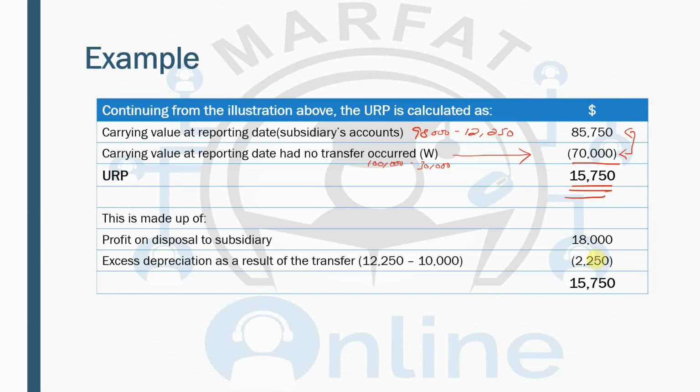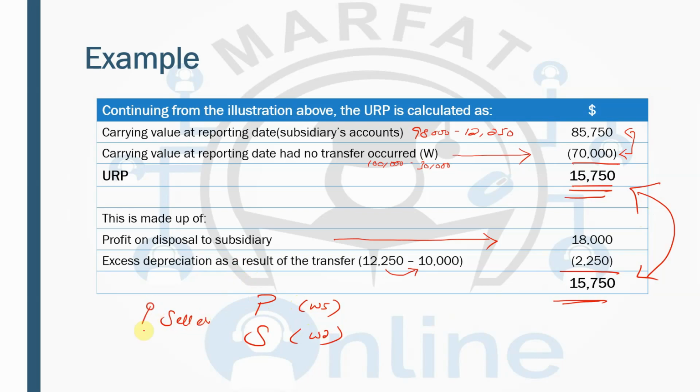And you can also calculate this way by taking profit on disposal, which was 18,000, minus the excess depreciation, which is 2,250. This is the same. So this is how you calculate the unrealized profit on the sale of the non-current asset. So if the parent is the seller, it should be deducted from working number 5, and if the subsidiary is the seller, it should be deducted from working number 2. So this is another important concept that you need to remember.